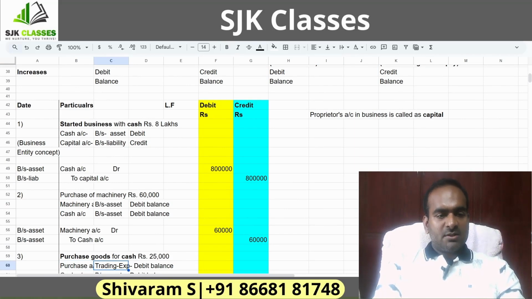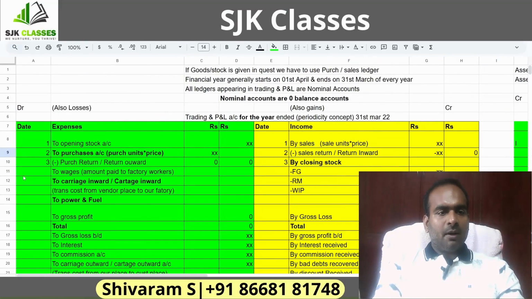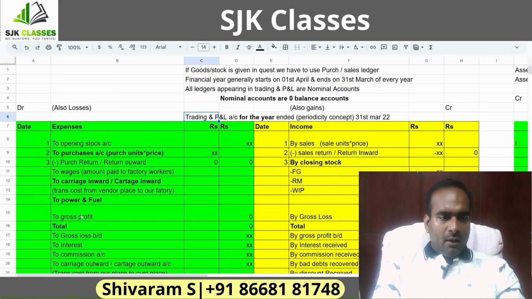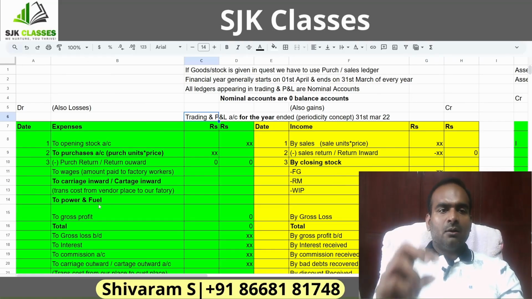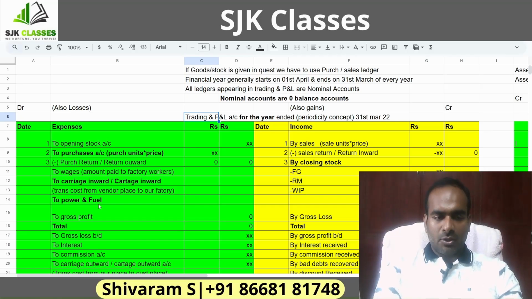I'll show you the pro forma statement as well. The trading and P&L part. Look at here. The first part is here. You have purchases. I just want to clarify one point here. There are two sections here. One is trading, the other one is P&L. What is this trading? What is this P&L? Why do we differentiate these two? All those things we'll see a bit later, not now.